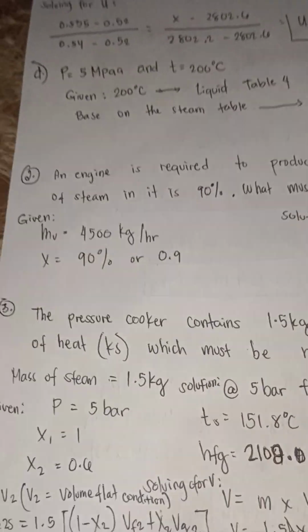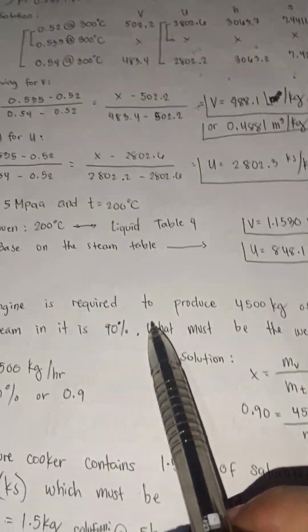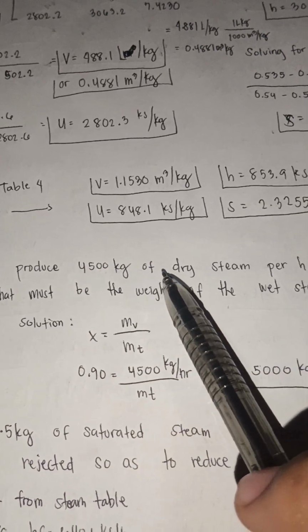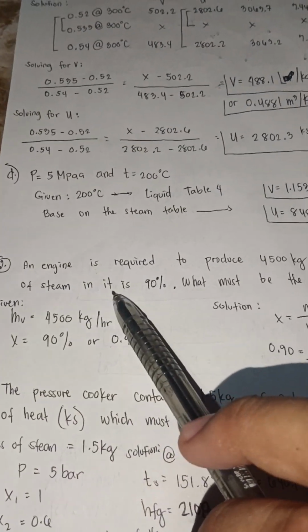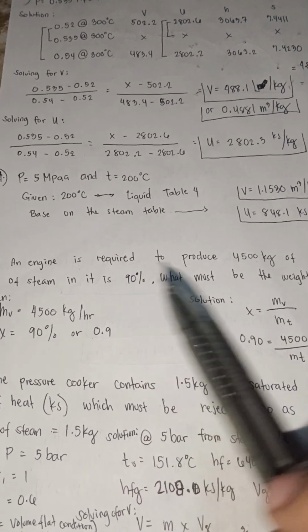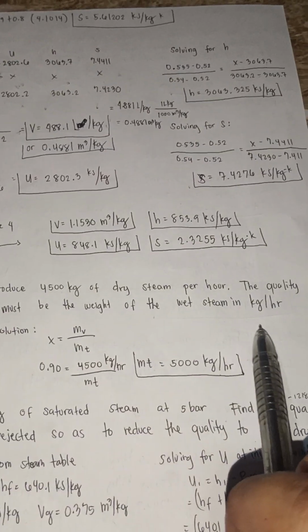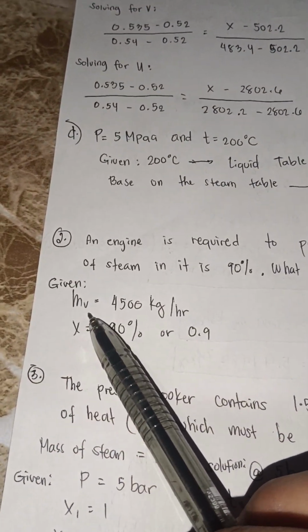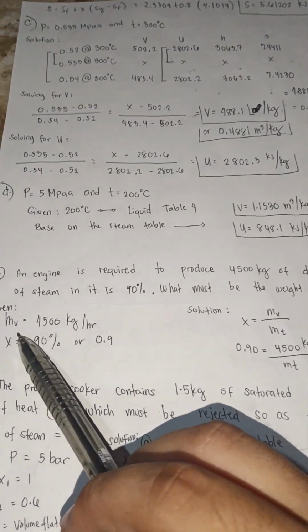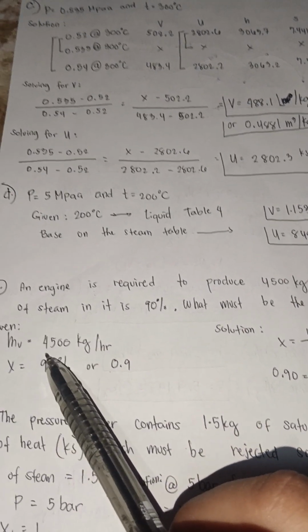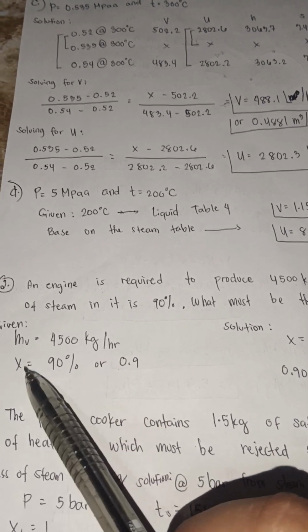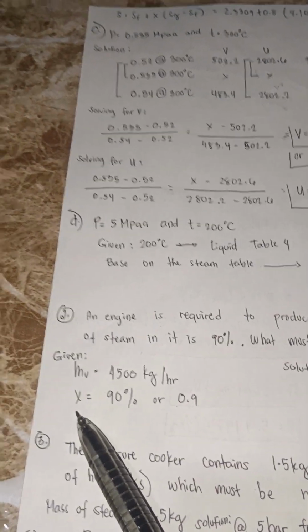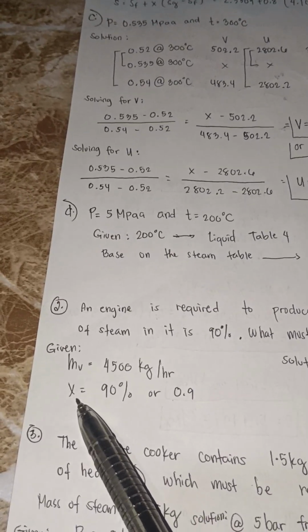So the problem number 2, an engine is required to produce 4,500 kilogram of dry steam per hour. The quality of the steam in it is 90%. What must be the weight of the wet steam in kilogram per hour? So the given values, the mass of the steam is equal to 4,500 kilogram per hour. So the x, or the quality, is equal to 90% or 0.9.